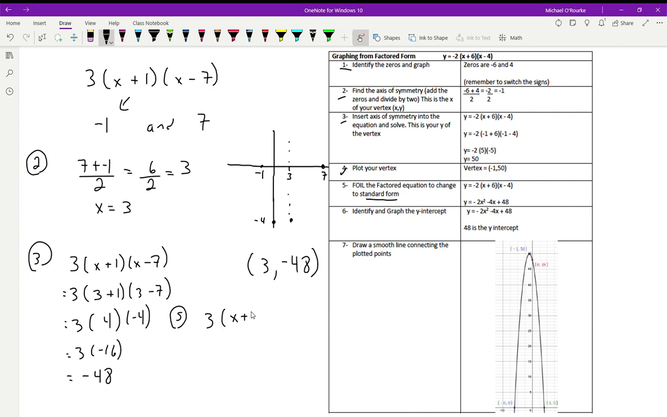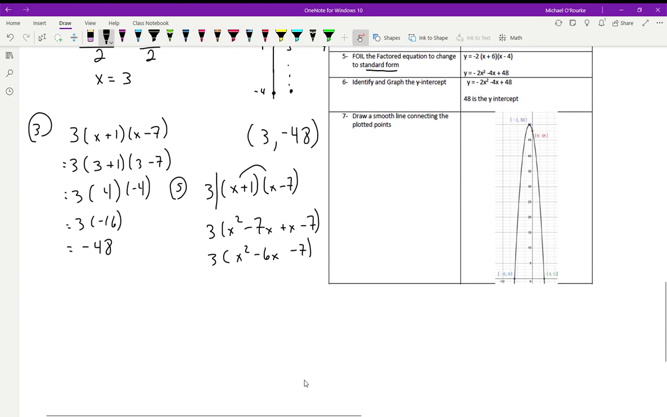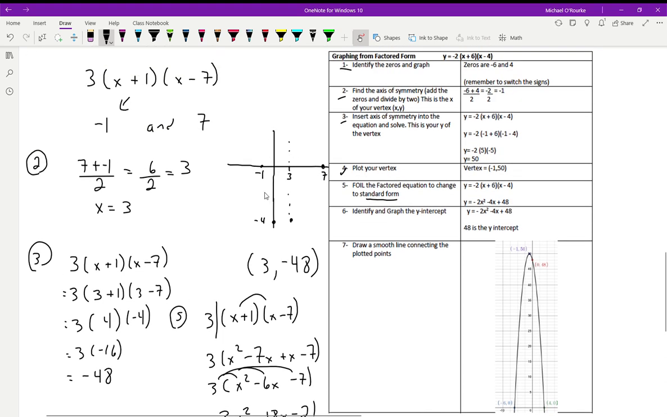3 bracket x plus 1, x minus 7. So first thing I'm going to do is FOIL. x squared minus 7x plus x minus 7. 3 bracket x squared, I put these two together, so I get minus 6x minus 7. And then I'm going to distribute. I'm looking for this number right here, minus 21. So let's say minus 21 somewhere around here. And then I connect my lines.